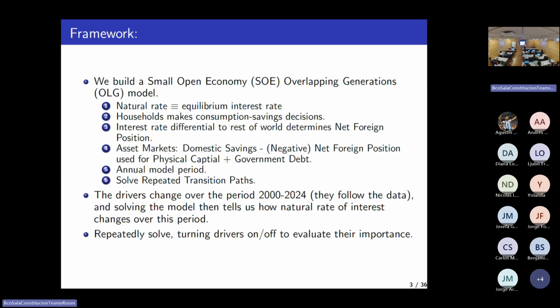We're going to have asset markets. Domestic people are going to save a bunch of money. New Zealand has run current account deficits every year for the past 30 years, so New Zealand is a net borrower from the rest of the world. So we also have this negative net foreign position as a source of assets. There's both domestic savings and that negative net foreign position as the sources of assets in the economy. And there are two uses for those. One of them is physical capital. One of them is government debt.